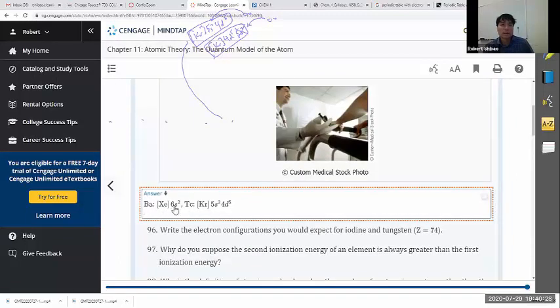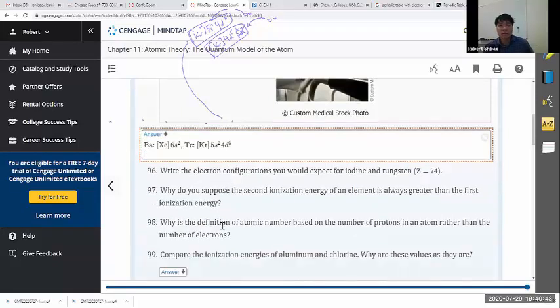So barium is xenon 6s2, technetium's krypton, and they write it the way we would write it, 5s2 4d5. But on that chart, they swap these because the 5s are going to be lost first, or attacked first, in a chemical reaction.